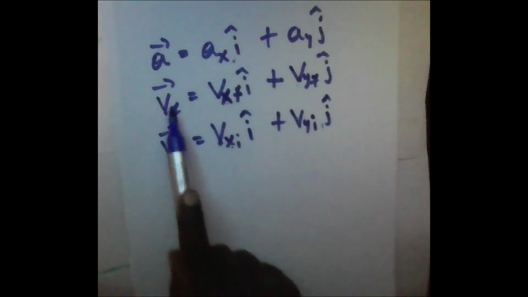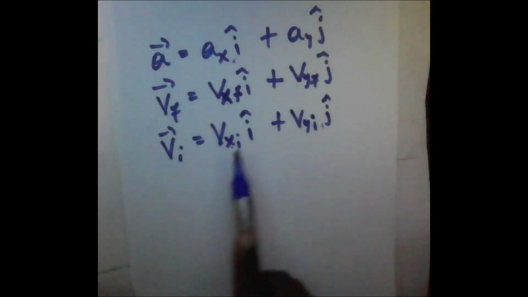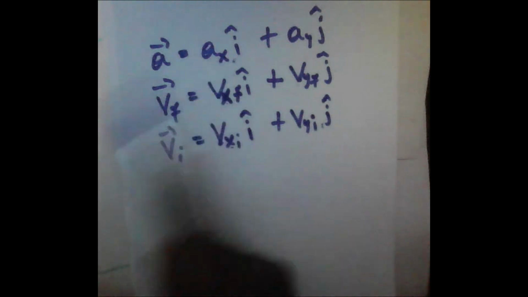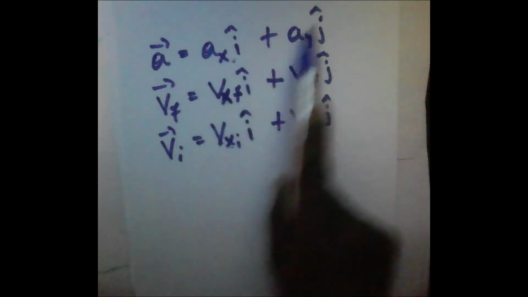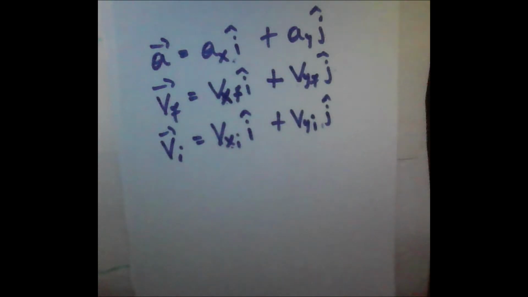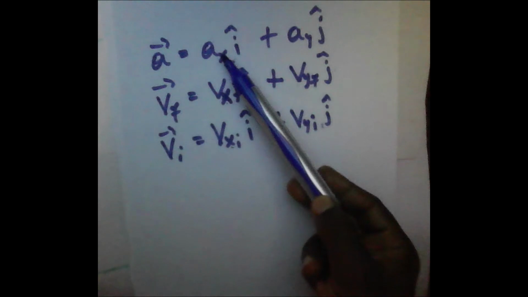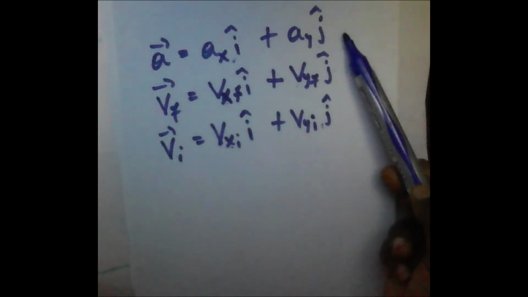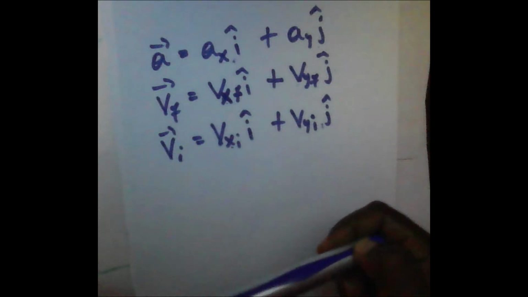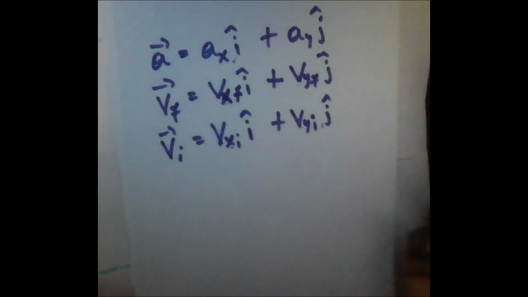So the only thing is that we have a component in the x and in the y for v final. For v initial also we have a component in the x and in the y direction. The acceleration also has a component in the x and in the y direction. There is also a consideration in the z direction. If you consider the z direction, it becomes acceleration ax in the i plus ay in the j plus az in the k. That is also possible.